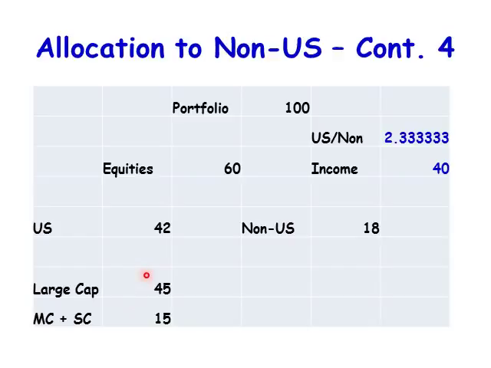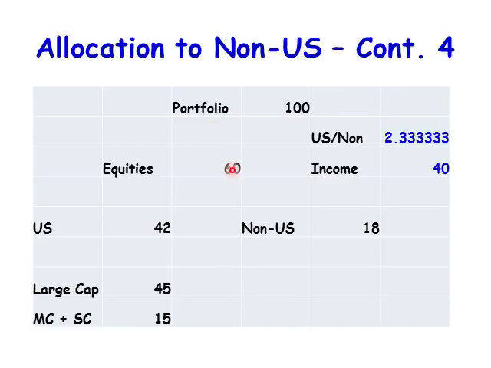And large cap to mid cap plus small cap is a ratio of 3 to 1, and the total is 60 of the equities, and 3/4 is large cap, which is 45. So 75% of 60 is 45 here, and 25% of 60 is 15 here. So you can build a spreadsheet like that to figure out where everything is. This tells me what portfolio I'm constructing.